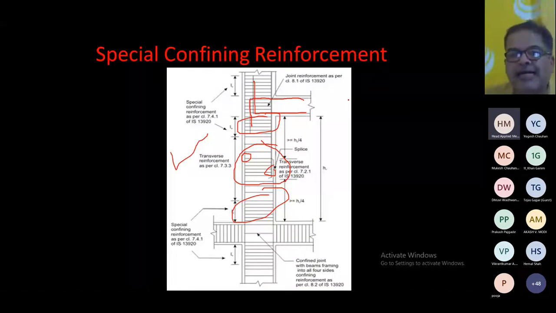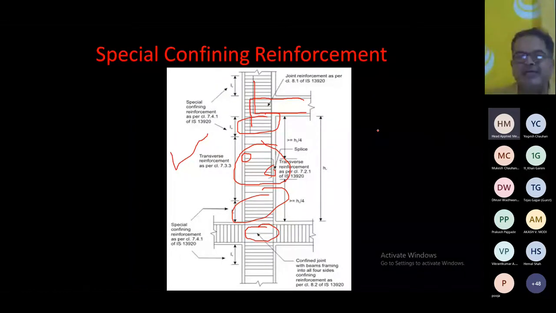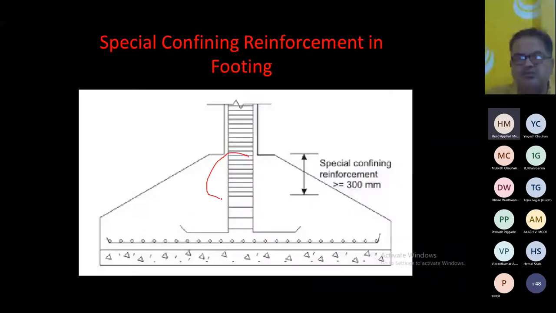So you have a good connectivity between them, right? So these are the requirements. Then you also need confinement in the joint also, because the joint is heavily stressed. So you need a confinement there also. There also, when the foundation starts, you need a confinement in this particular portion, because again the higher moment is going to be induced there, right?